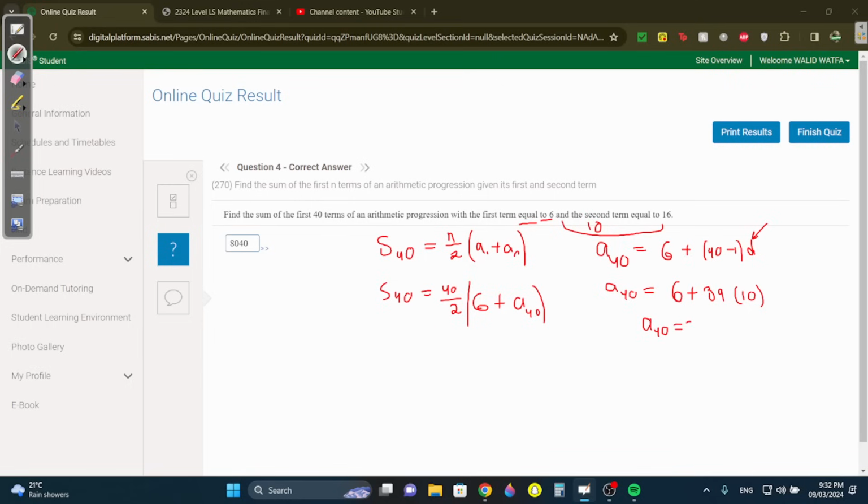A40 is 396. Okay, let's clean this up a bit. It's going to be 20, because 40 over 2, times 6 plus 396, and you get, whoa, yeah, you get 8040.